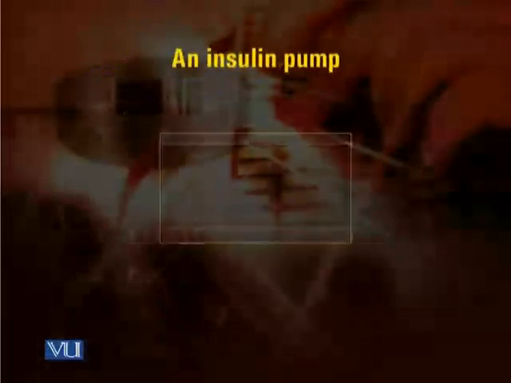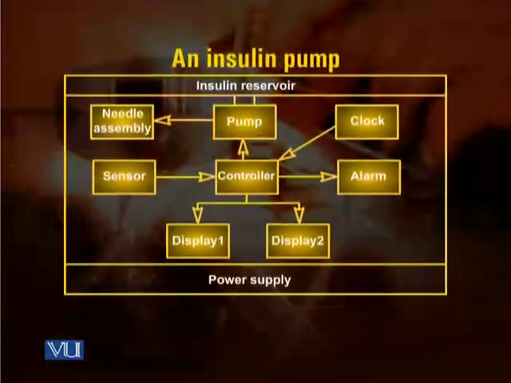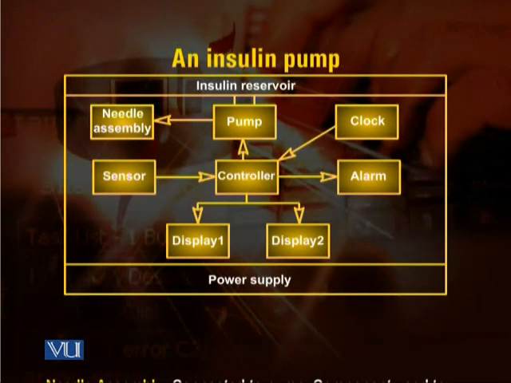So let us look at the schematics of this insulin pump. This insulin pump has an insulin reservoir in which we fill insulin, and this insulin will be taken from this reservoir and injected into the body. It has a number of components. We have a needle assembly, a pump, a clock, an alarm, the controller, a sensor, and two displays, display 1 and display 2. So this is the basic schematic diagram of the insulin pump.